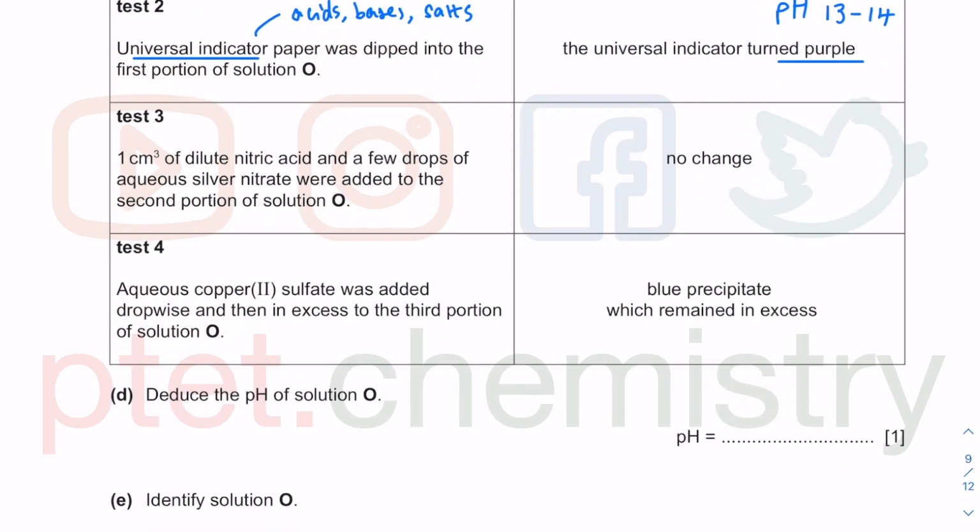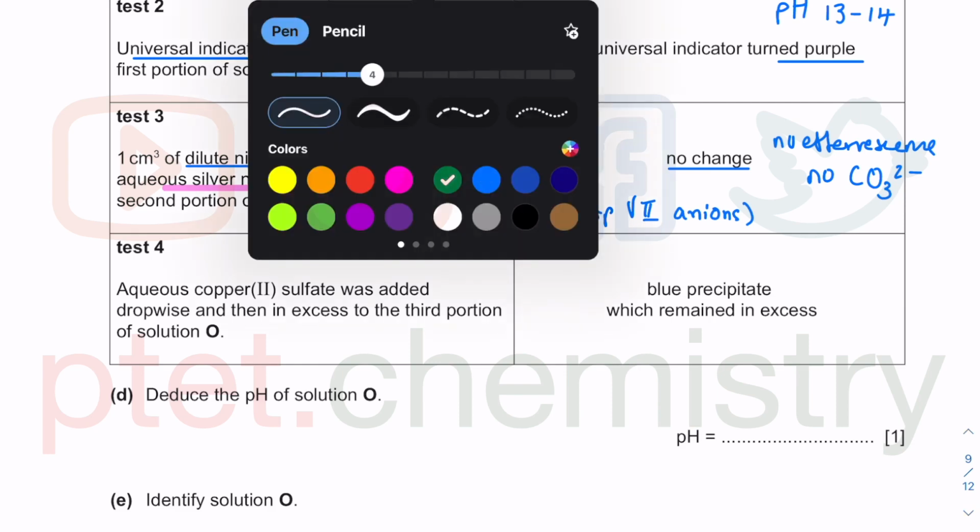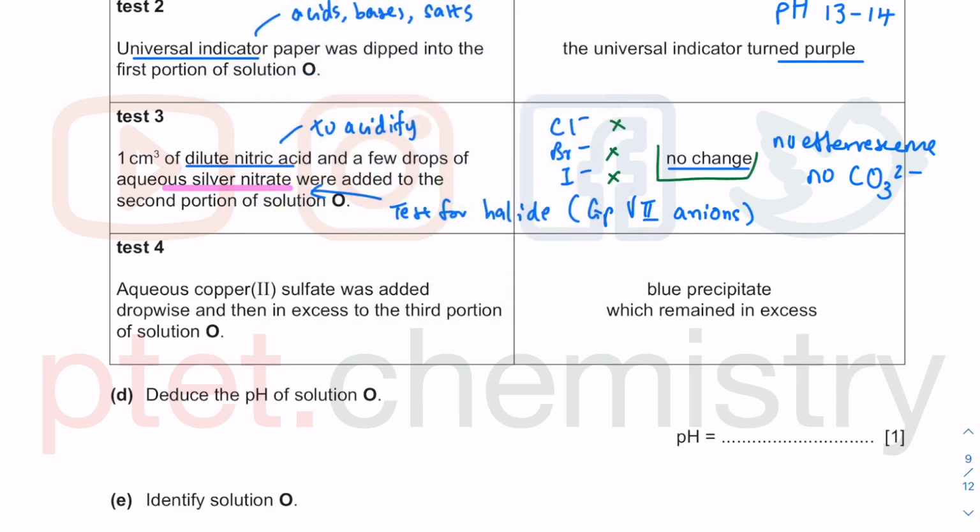Now 1 cm of dilute nitric acid. This is just to acidify the solution, and also to check do we have carbonate or not. No change, no effervescence. So this will tell you that there are no carbonate ions. We added aqueous silver nitrate, so it's a solution. That one is used to test for halides, which are group 7 ions as stated in the syllabus: chloride, bromide, iodide. Silver chloride would be a white precipitate, silver bromide would be a cream precipitate, silver iodide would be a yellow precipitate. None of them is present because no change.